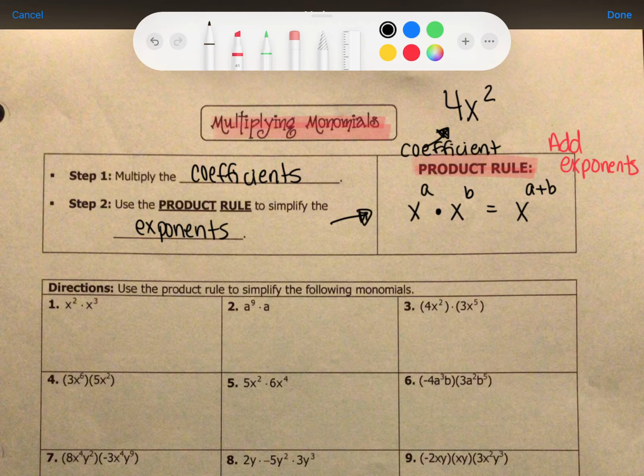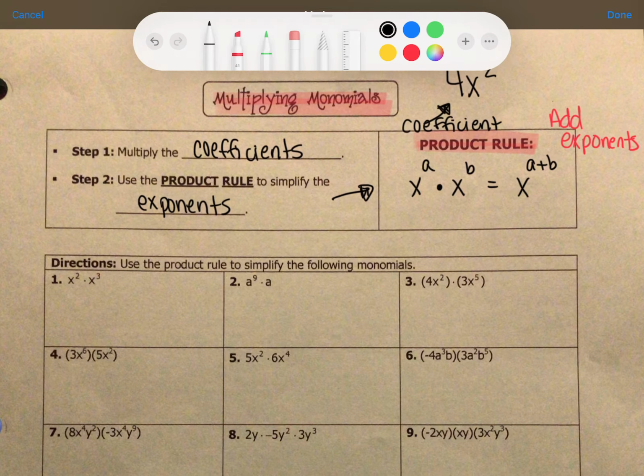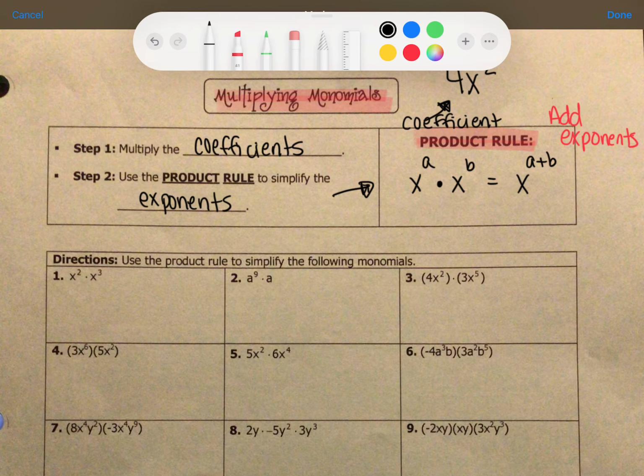All right. So let's take a look at some examples. Number 1, the bases are the same. They're both x's. So I'm going to write that x down, and I'm going to add the exponents. 2 plus 3 is 5. That's all you had to do. Easy peasy. Number 2, the bases are the same. So you write down that base, which is an a, and you add the exponents. And the exponents are a 9 and an invisible 1, because that has an exponent of a 1. If it's not there, it's understood. So 9 plus 1 is 10.